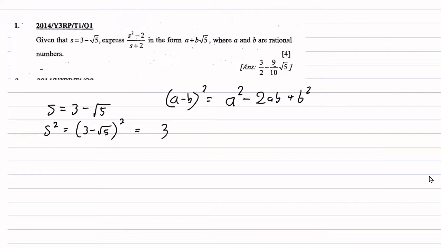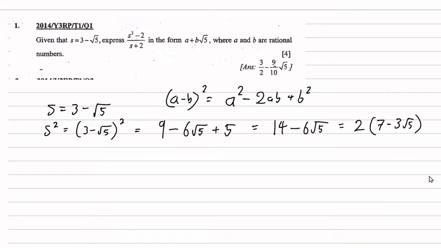So what would it be? 3 squared is 9, minus 2 times 3 times root 5 is 6 root 5, plus root 5 squared is... what is it? Root 5 squared is 5. Okay, very good. So 9 plus 5 is 14 minus 6 root 5. Maybe if you want, you can factor out a 2. So 7 minus 3 root 5.